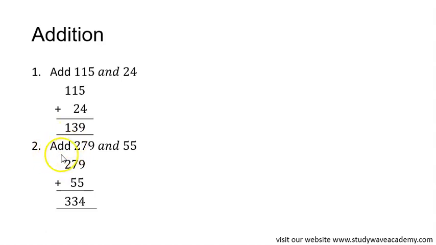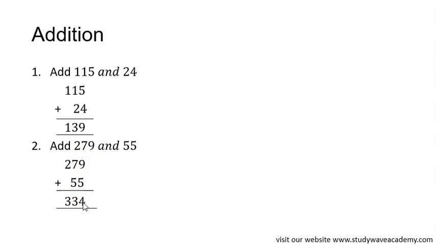Next we have to add 279 and 55. You arrange them accordingly, according to the place value. Ones in ones, tens in tens, hundred in hundred. So 279 plus 55. You start from where? The right to the left, right? So 9 plus 5 is going to give us what? You count 9 and count 5. It's going to give us 14.